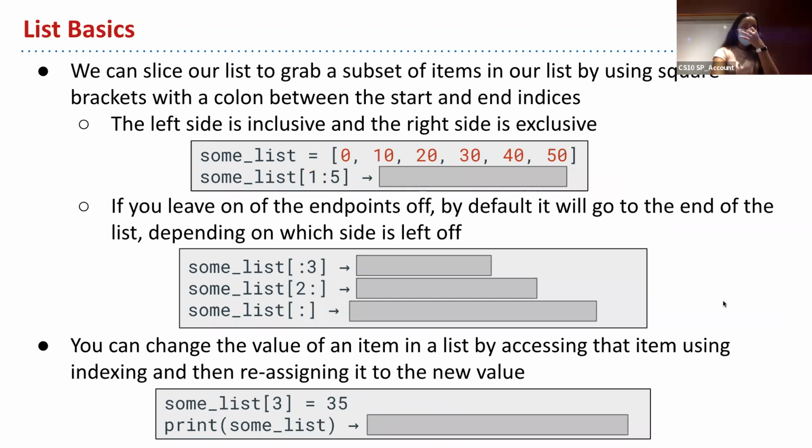So we can also do this thing called slicing, which I think Maddie did talk about yesterday. We can slice our list to grab subsets of items in our list using square brackets with a colon in between the start and end indices. So we have this list 0, 10, 20, 30, 40, 50. We want a slice of it. Basically, we just want some small portion of it. And the way that we do that is we use square brackets again.